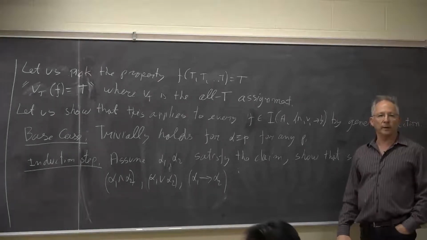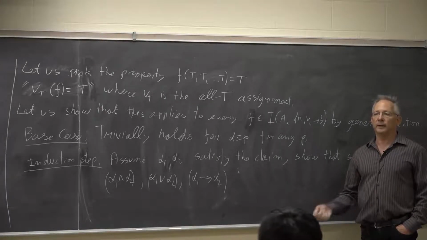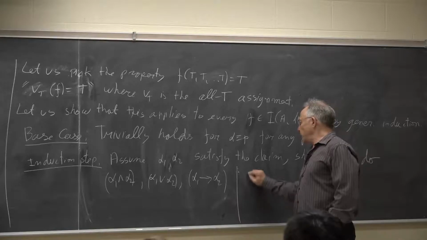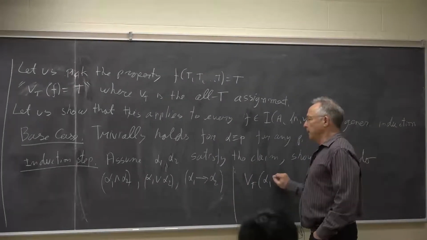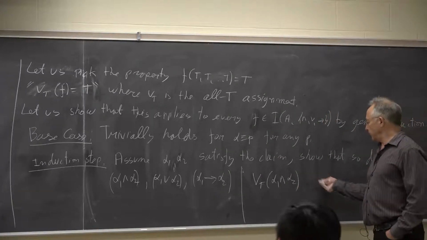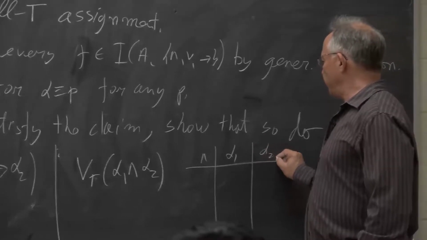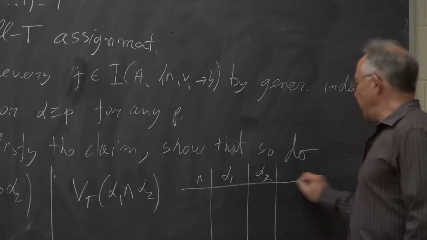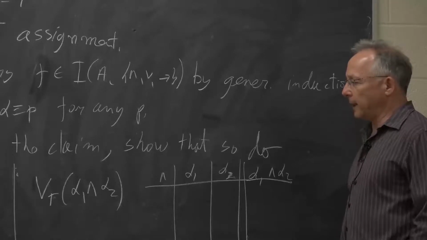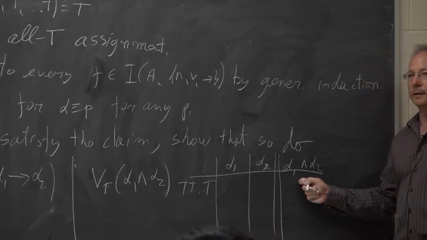So for each of those, I have to check what will be the output if I substitute the all t truth assignment, right? So what will be, for example, Vt of alpha 1 and alpha 2? To do this, I'm looking at the truth table of and, and I'll have here alpha 1, and here alpha 2, and here alpha 1 and alpha 2. And now I just look at the assignment which is all t. And I want to see what will happen here.